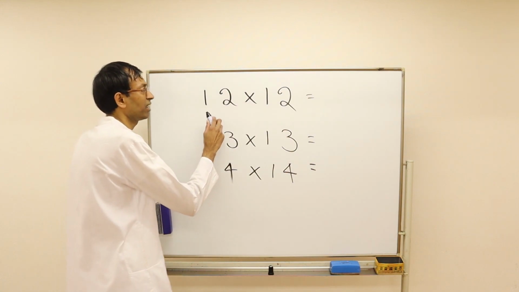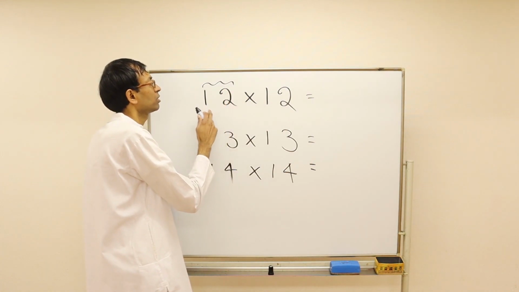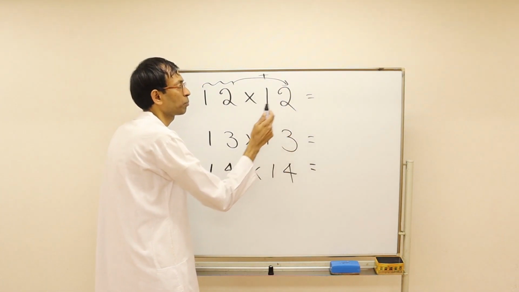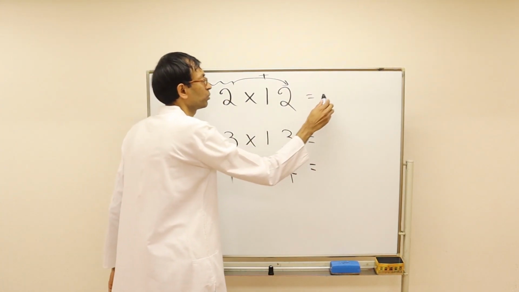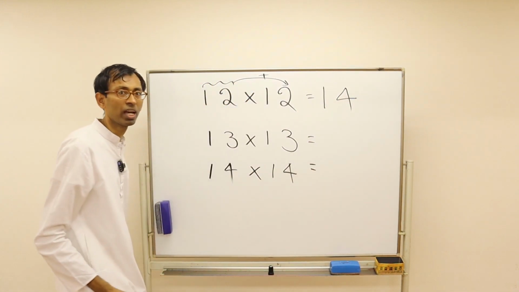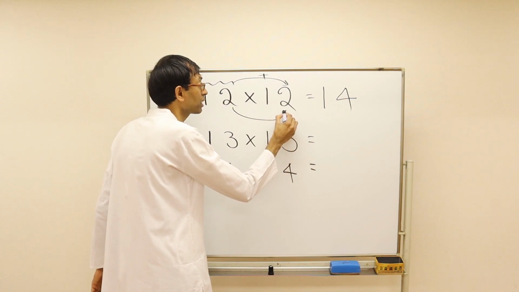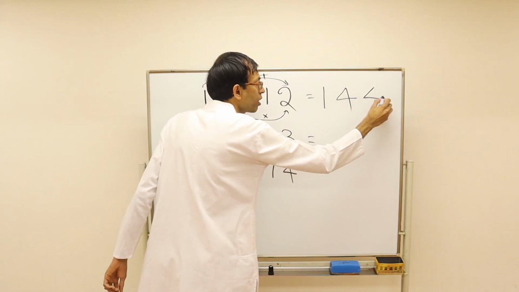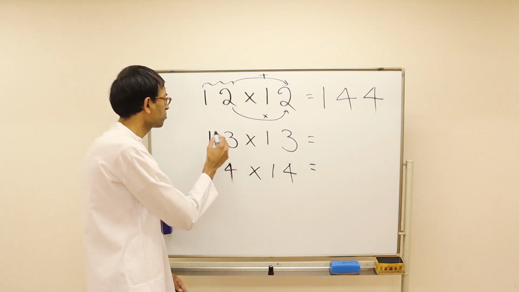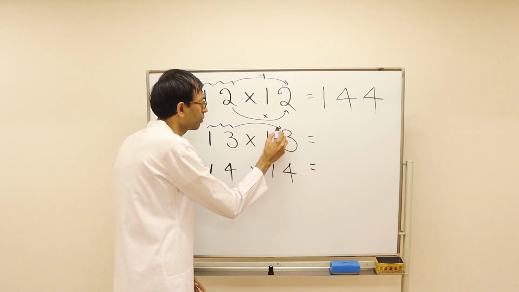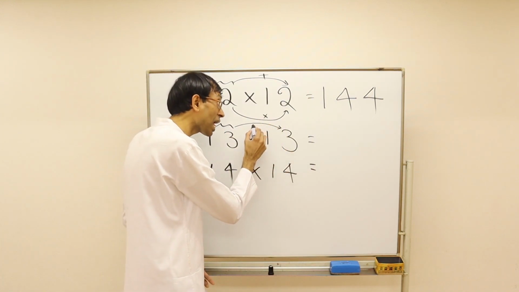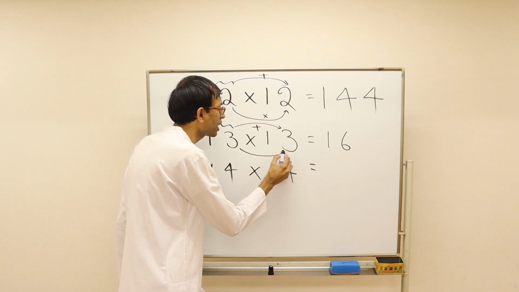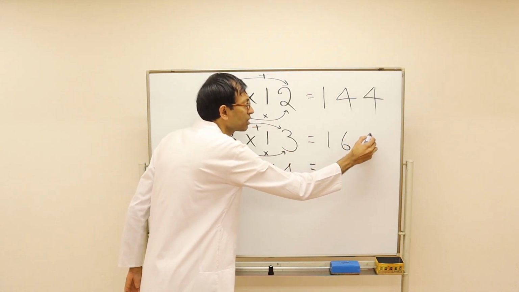Okay, here, first step. This number 12 plus the proximity here, 2. So 12 plus 2 is 14. And the second step is a multiplication. 2 times 2, so you multiply the proximities here. It's 4. Okay, here same. We add this number with the proximity here. So 13 plus 3 is 16, and then multiply the proximities here. 3 times 3 is 9.